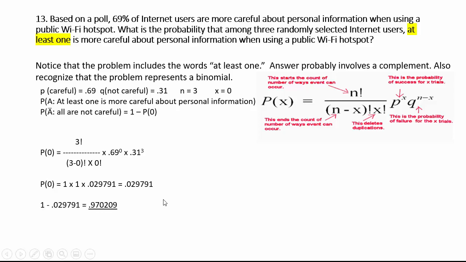Which should make sense as a very high number, since 69% are more careful, right? And so if we have 3 people and just want at least 1 to be careful, that number is going to be way higher than that. Okay, so it makes sense.